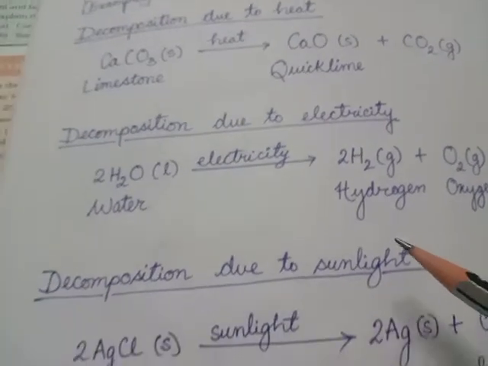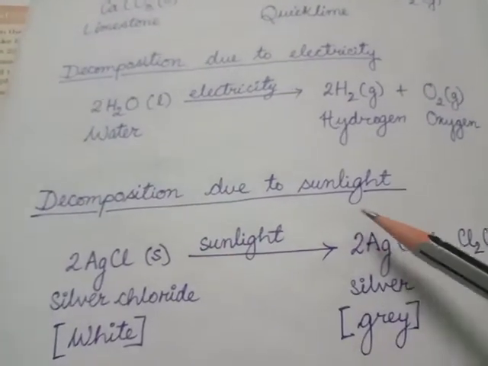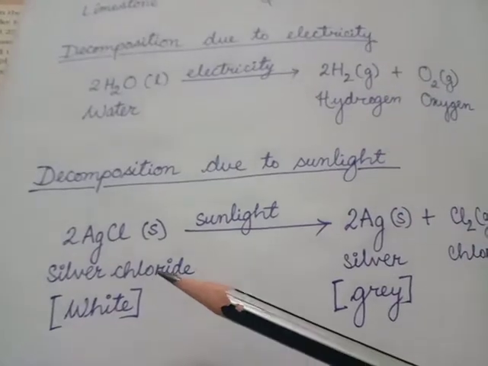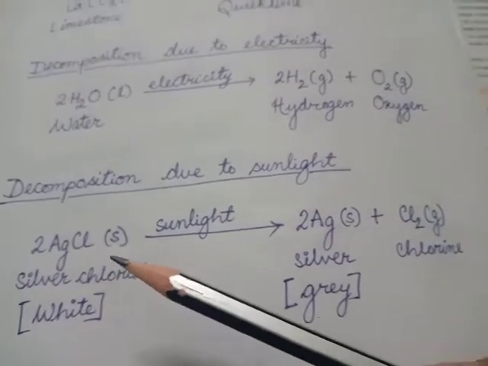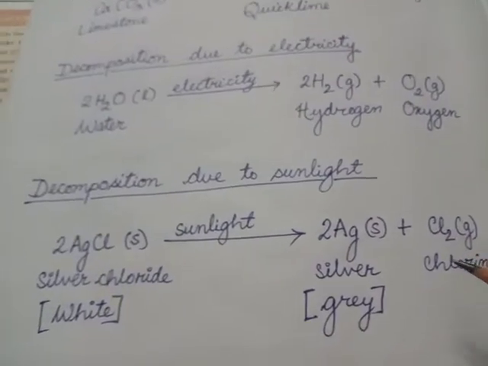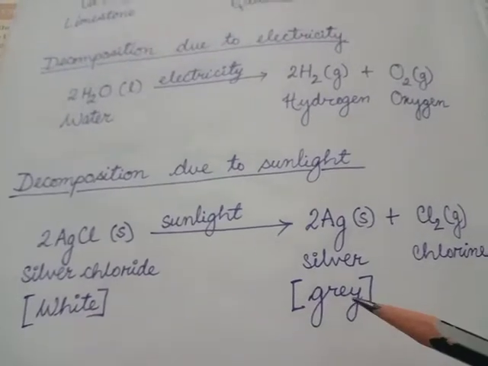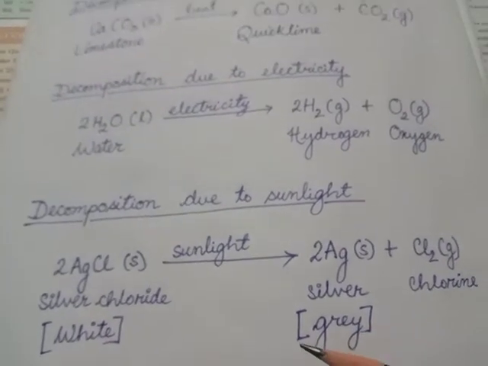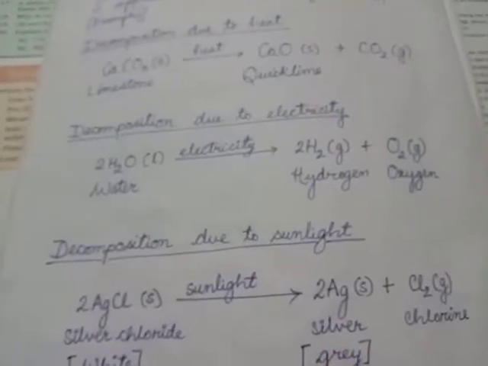Okay. Next is decomposition due to sunlight. When silver chloride is left under sunlight, it decomposes to form silver and chlorine. The white color of silver chloride turns gray. So these are the three examples that we have to write as an answer for this question.